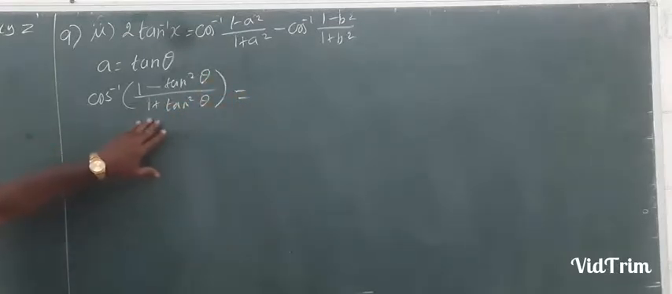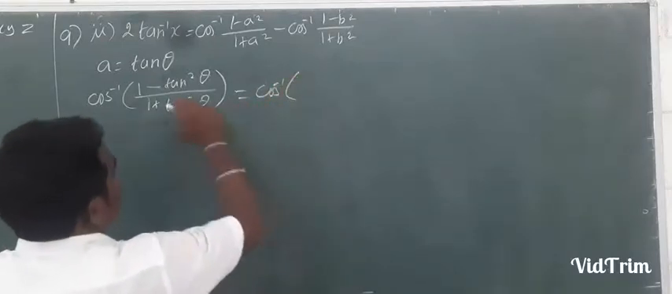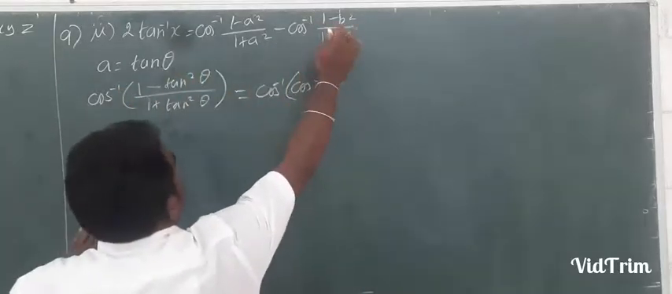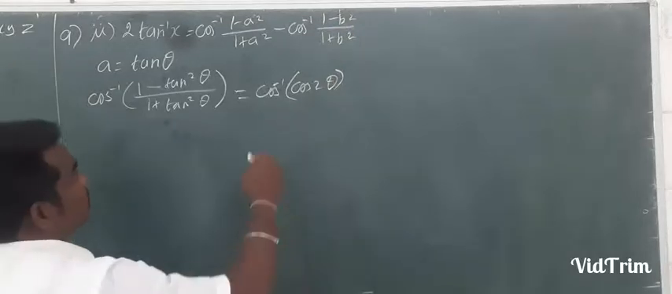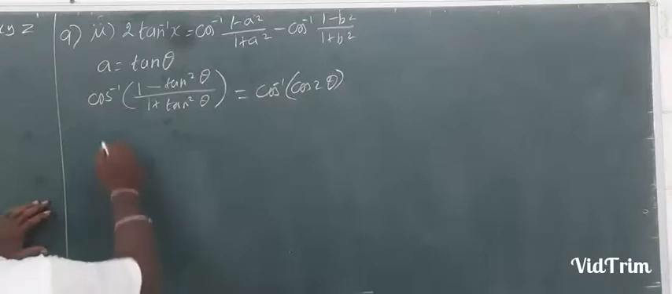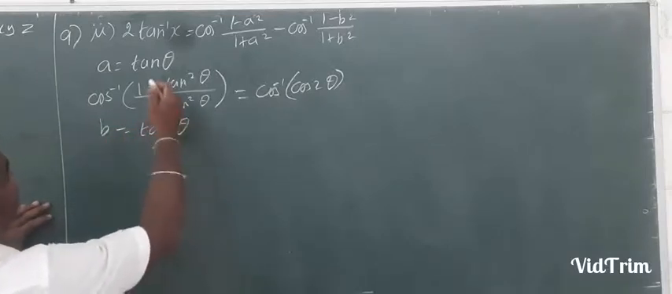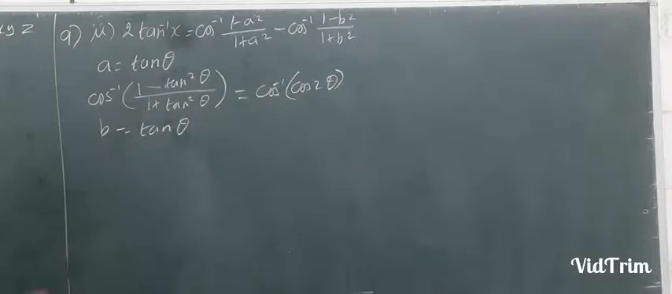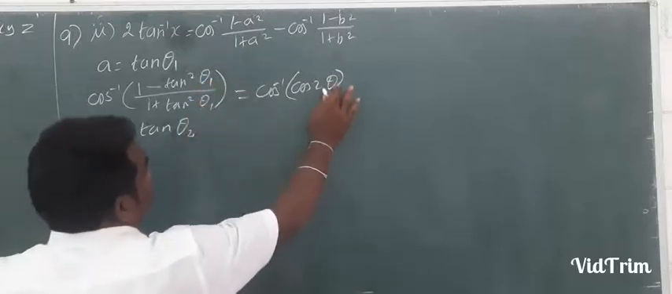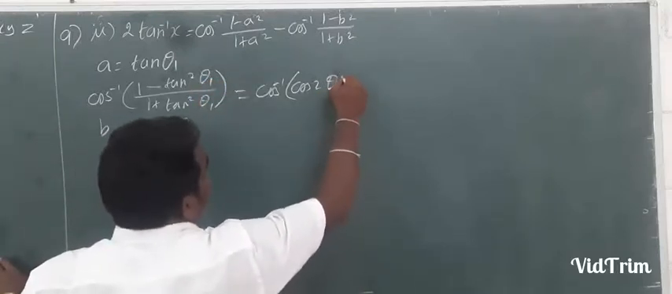So this is the formula for cos 2 theta. So we will write cos inverse of cos 2 theta. This is the formula. So cos 2 theta. The same we will write here, 1 minus tan square by 1 plus tan square, because that is b. Here we take the a value as tan theta, and we take b also tan theta, but we don't have any variation. So I give the variation: that is tan theta 1, that is tan theta 2. Here, so you will write tan 2 theta 1.